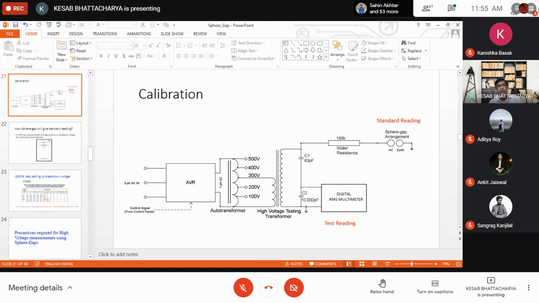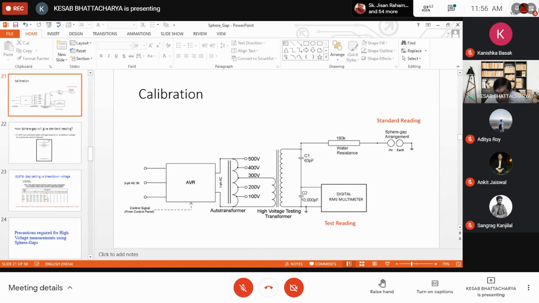And the second condition is this. When you use spheres with diameter 12.5 centimeter or less, you have to irradiate the gap, whatever may be the voltage. I repeat the two conditions. First condition is when you want to measure a voltage, the magnitude of which is 50 kV peak or less, whatever may be the sphere diameter. And second condition is when you use spheres with 12.5 centimeter diameter or less, whatever may be the voltage. Why these two conditions?